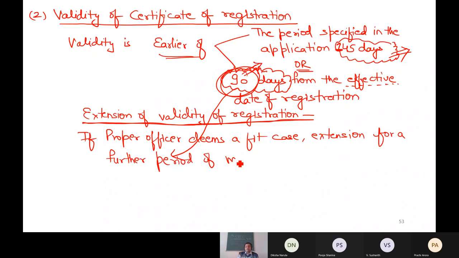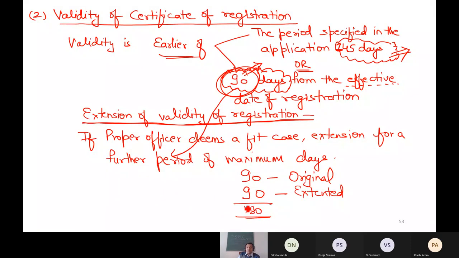But that is the maximum. 90 original and a maximum of 90 extended. So the total becomes 180. And if you need extension for more than 180, then the government says, why are you calling yourself a casual taxable person? If you are taking the registration certificate for more than 6 months, then you should apply normally rather than as a casual taxable person or non-resident taxable person. So this is the maximum limit: 90 original and another 90. I hope you are understanding my point.